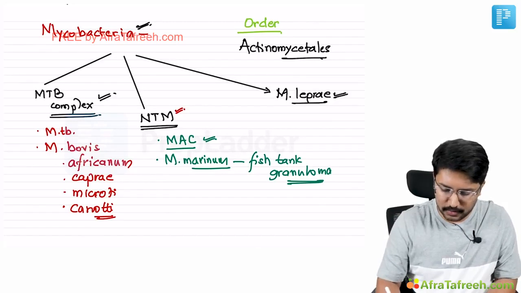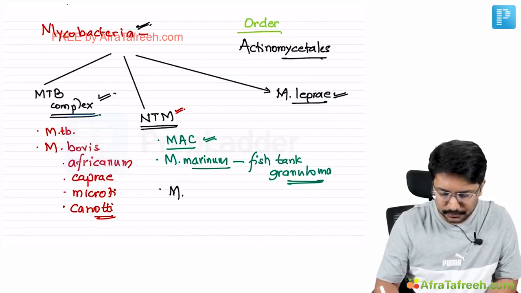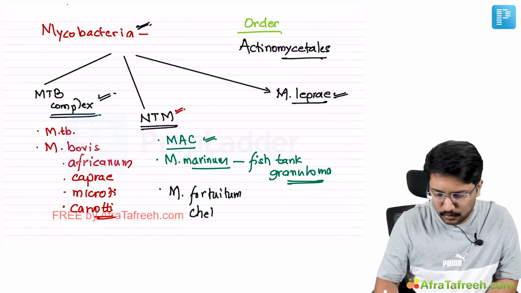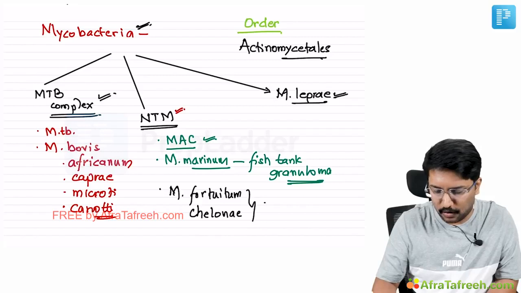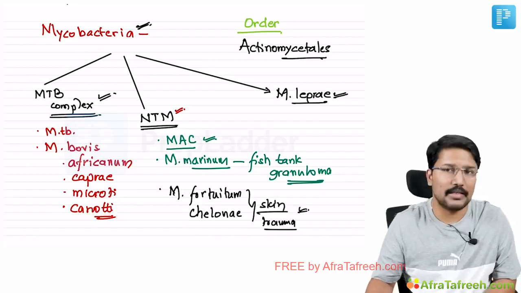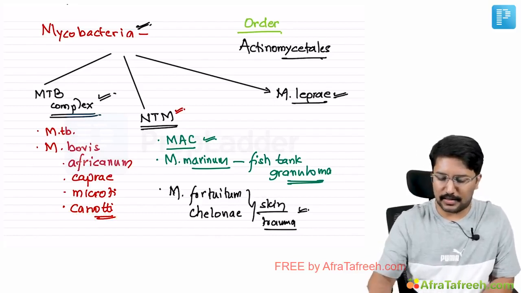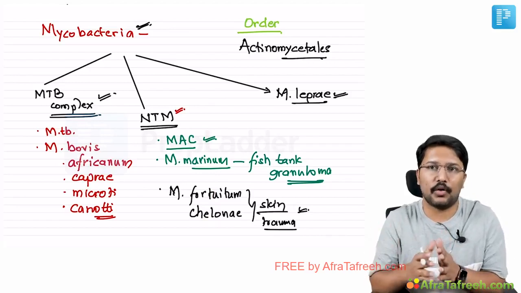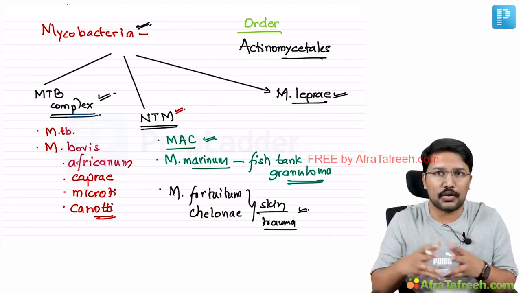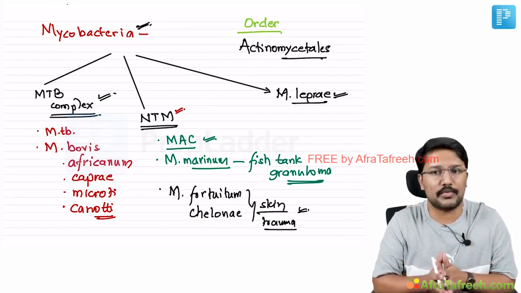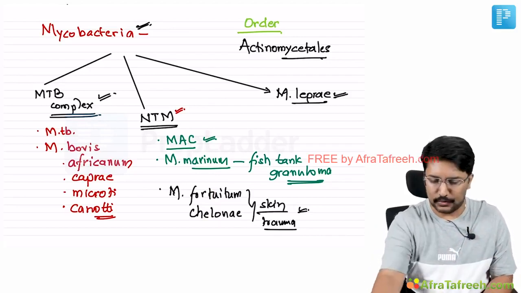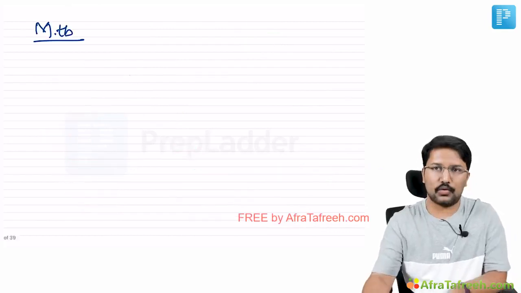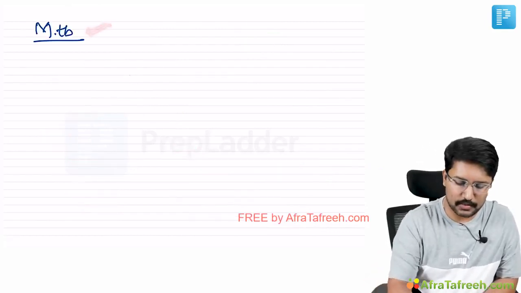Now, apart from these, we also have M. fortuitum and M. chelonae. These are known to cause skin infections following trauma, traumatic inoculation causing skin infections. More of that we will discuss at the end of this session. For the time being, just remember which organisms are listed under MTB complex and which organisms are listed under non-tubercular mycobacteria, because both of these are MCQ areas. Okay, so having understood this, now let us get back to the main bacteria for today, that is our MTB.